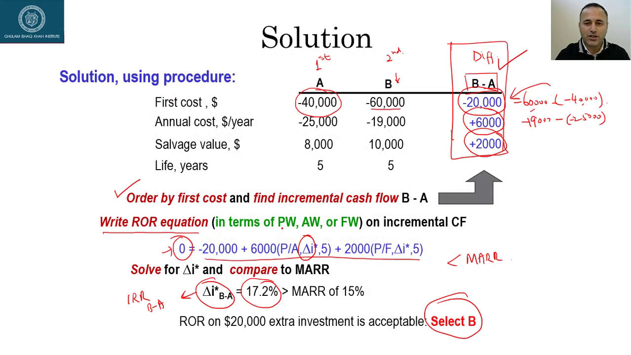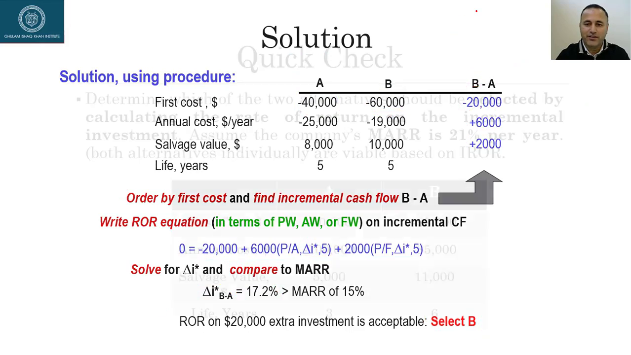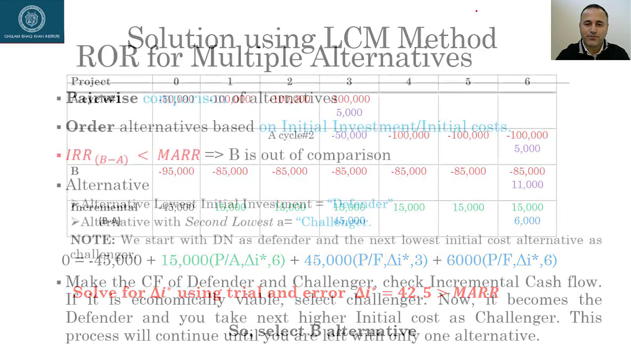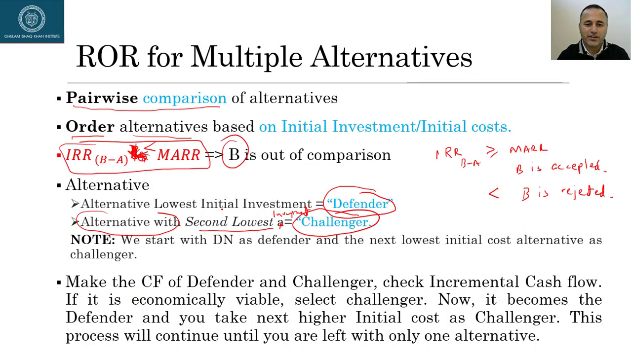For example, let's say equal life alternatives. In this particular situation, this will be the defender, and project B is challenging project A. So this is the challenger. That's the whole point. The lowest investment is the defender and the second lowest is the challenger.